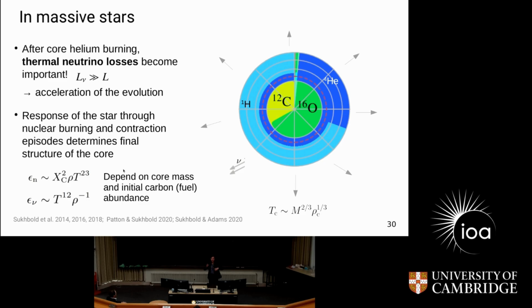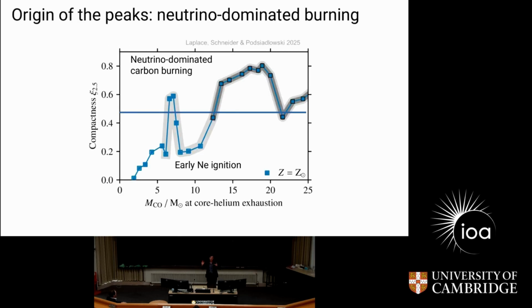So if we look at the balance between these two, and we look at the succession of nuclear burning episodes and the effect of neutrinos on nuclear burning, we can try to understand what happens at the end of the life of massive stars. And just to keep it short, I just have a summary of our findings here for what this means for these peaks in compactness or iron core mass. And what we found is actually really interesting.